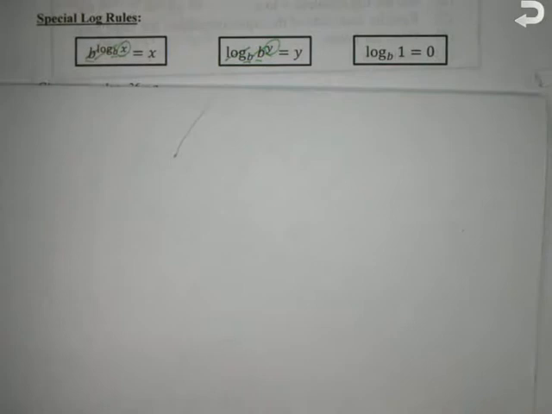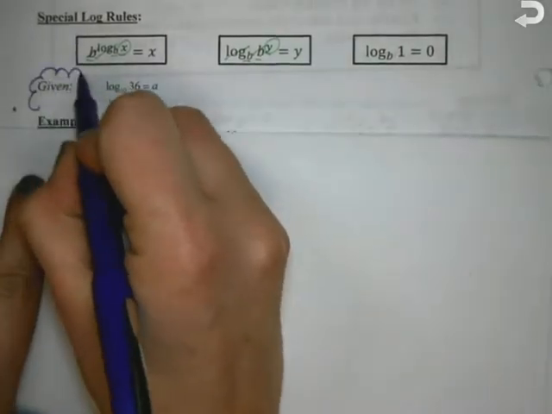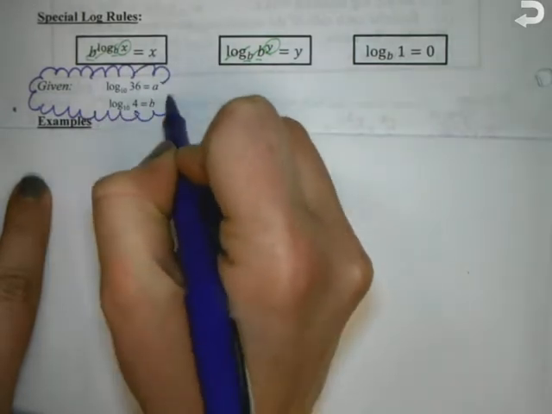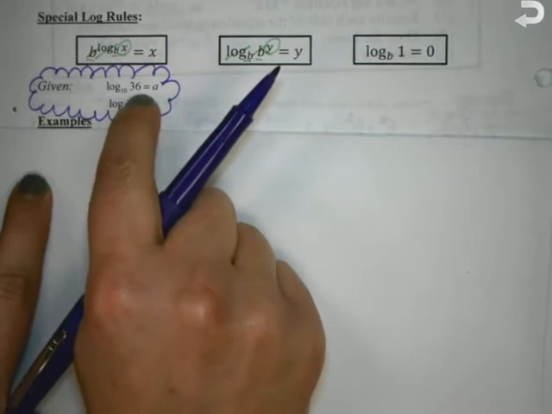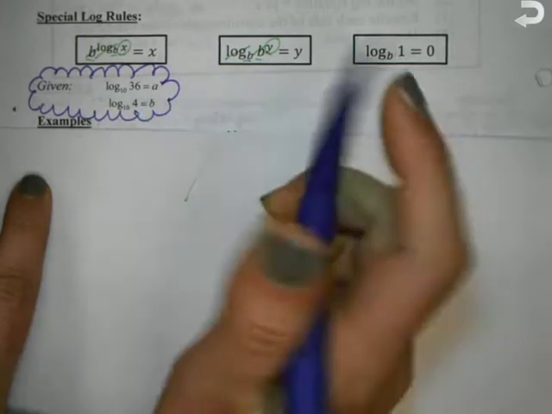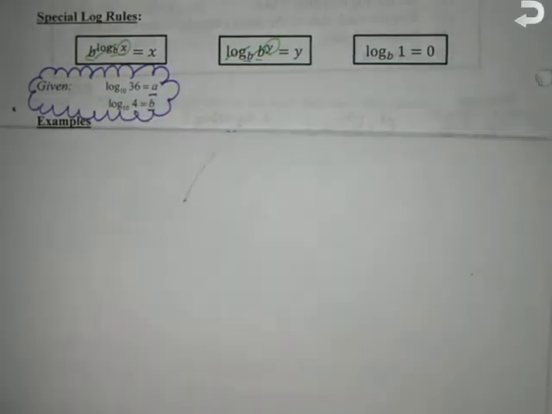So what we're going to do today is similar to what we did in the homework. We're going to expand our logs, but they're actually going to give you the values of some logs. So in this case, and I put a bubble around it just so I remember that it's there because it's kind of small, in all of these problems, we are given that log base 10 of 36 is equal to A, and log base 10 of 4 is equal to B. Sometimes you will get letters as what we're equal to, and sometimes you will actually get numbers.